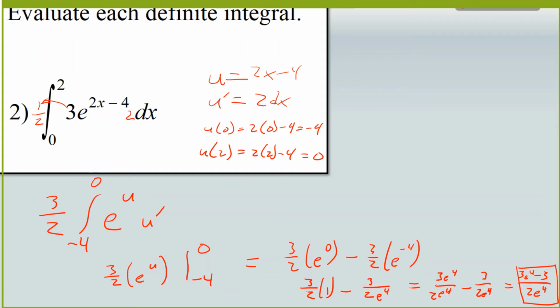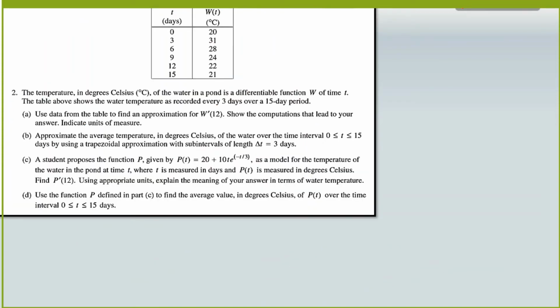So that was logarithms and exponents. I'm going to take a look at one word problem. What I have here are temperatures in degrees Celsius of water in a pond every 3 days. So every 3 days we went on and measured. I want to use this first to get an estimate for what the change in temperature was on day 12. That's my derivative at day 12.